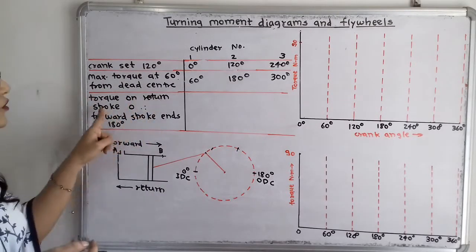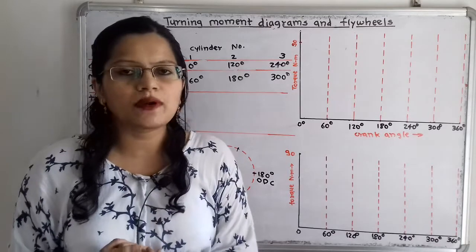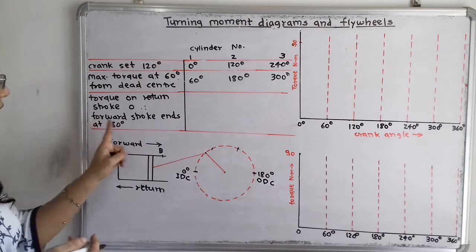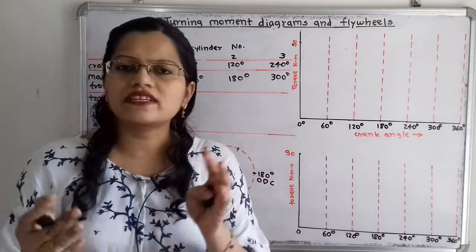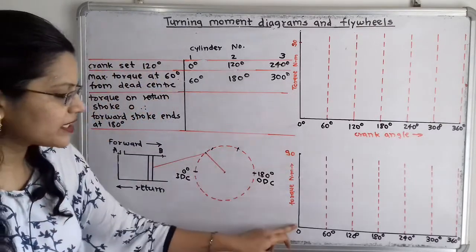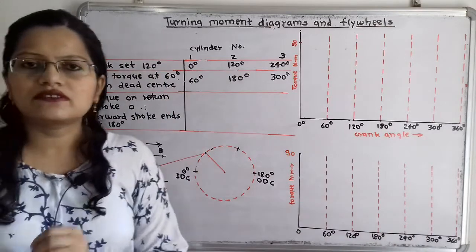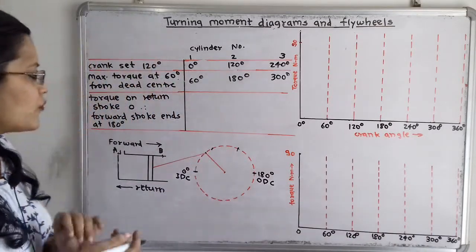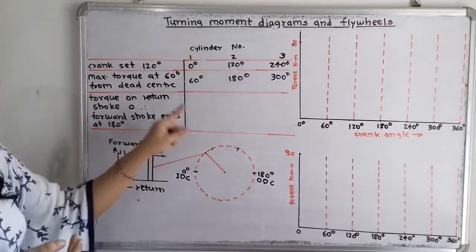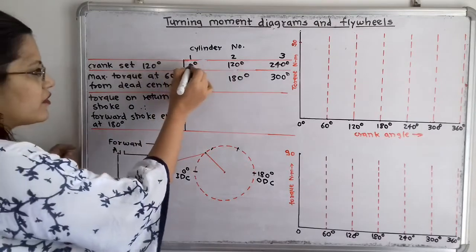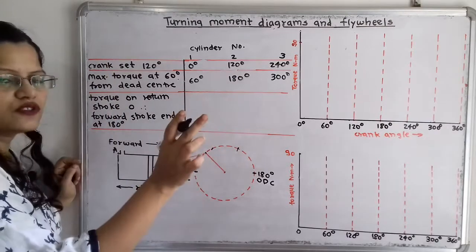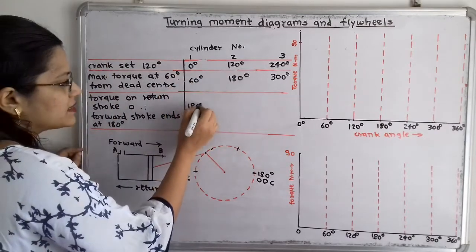Then the torque on the return stroke is equal to 0. That is also mentioned in the question, and therefore the forward stroke ends at 180 degrees. Power is developed only in the forward stroke, and during the return stroke the torque is 0, so there is no diagram. We have to show at which angle the forward stroke is completed. For the first cylinder, 0 plus 180 degrees, because during a rotation of 180 degrees one stroke is completed. So I will write here 180 degrees.